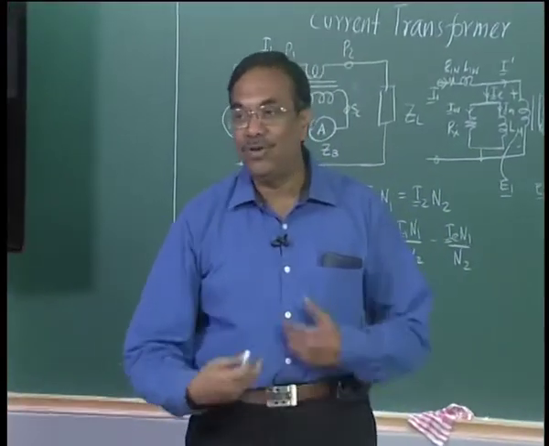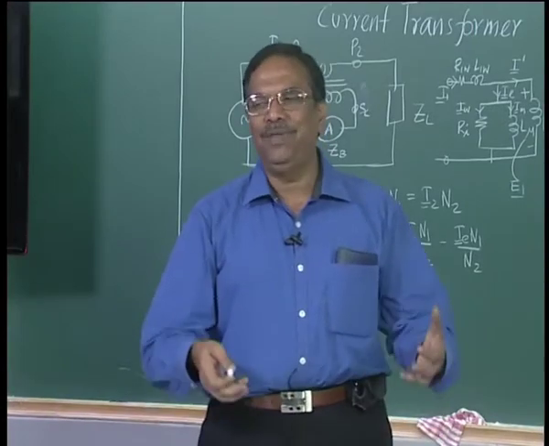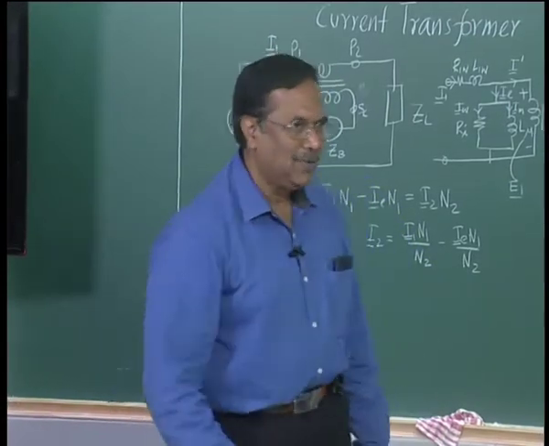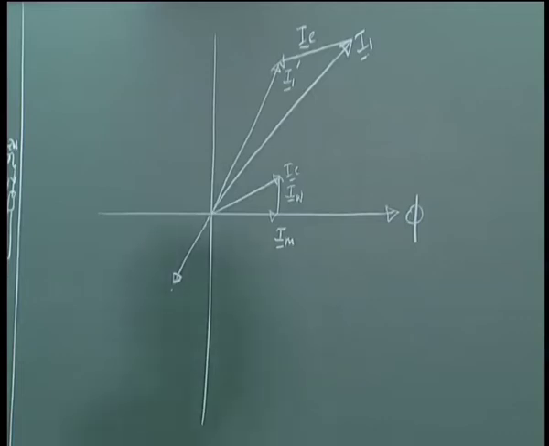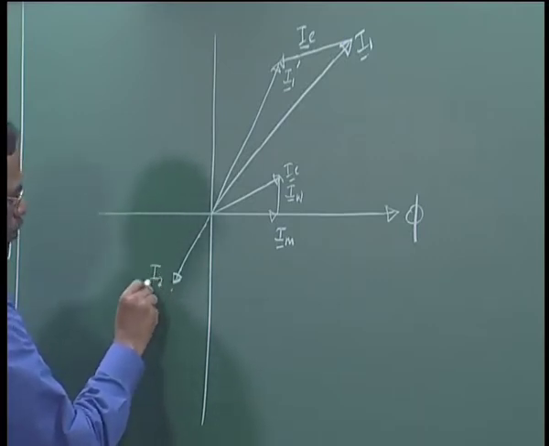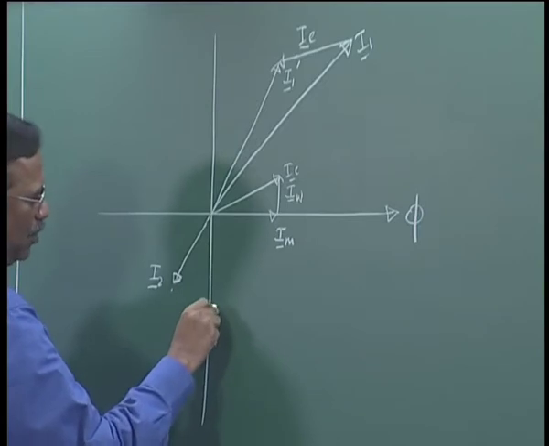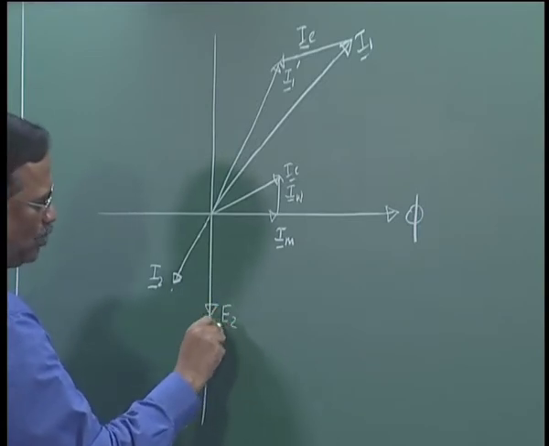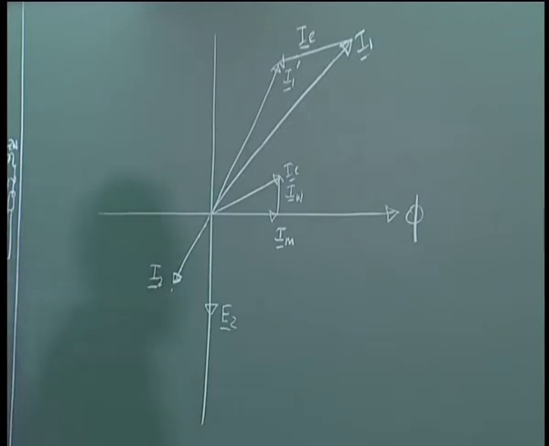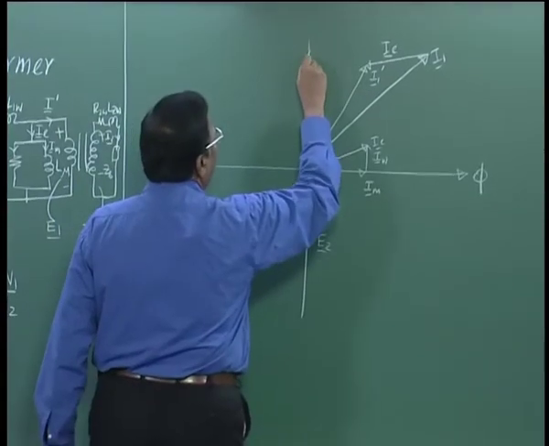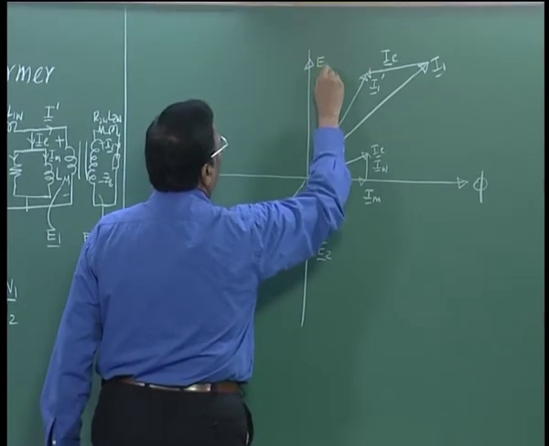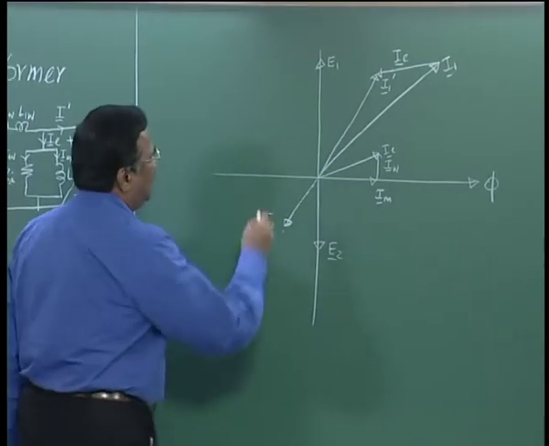We want a step down current transformer. I want to measure 1000 amperes of current with a 1 ampere ammeter. So, we put 1000 bar 1, or for 100 amperes with a 1 ampere ammeter, we put 100 bar 1, right. So, this would be I2, and the induced EMF would be E2, which will be exactly 90 degrees to the flux, and this would be E1, right, again a phasor.